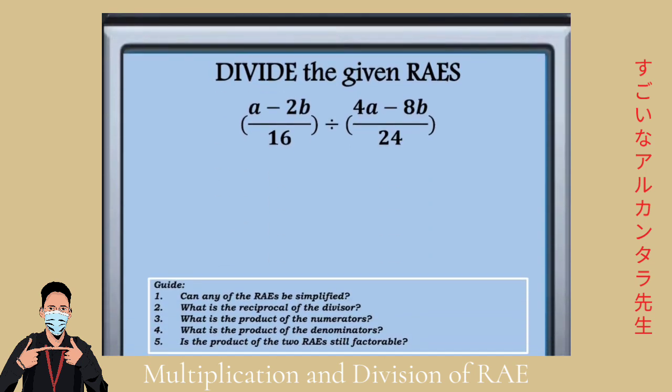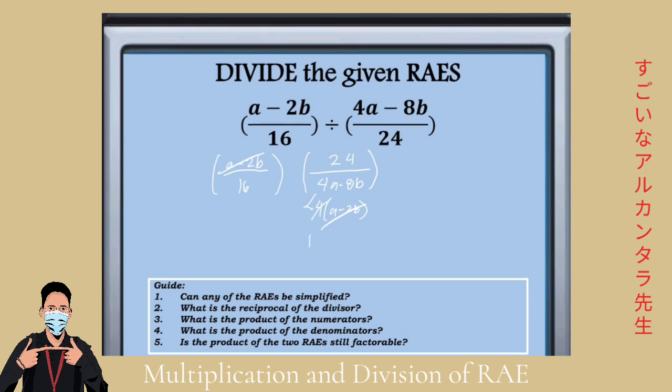Let's have this now. Again, let's keep our dividend as it is. Change the operation to multiplication. And flip your divisor. So 24 all over 4a minus 8b. And as you can see, there's still something here we can factor out. This will now become 4 times the quantity a minus 2b. And as you can notice, we can cancel out the a minus 2b's here. 4 and 24 have a common factor. This could be 1 and this could be 6. 6 and 16 still have a common factor. This could be 3 and this could be 8. So your final answer here is none other than 3 over 8.